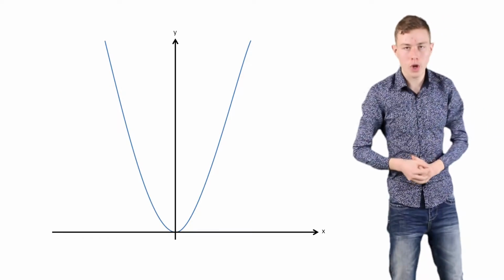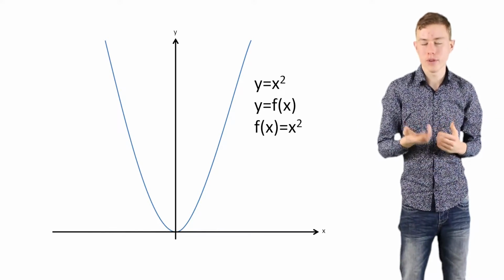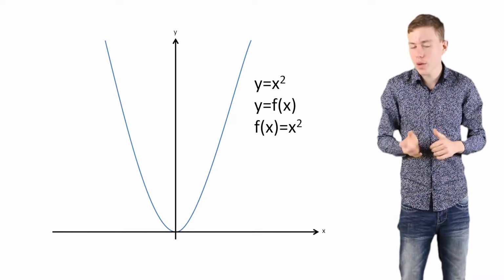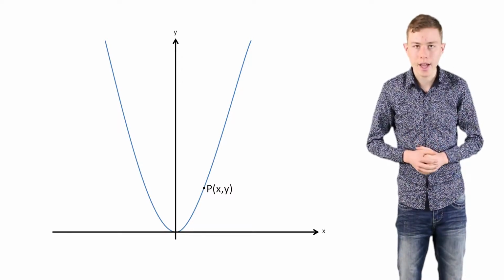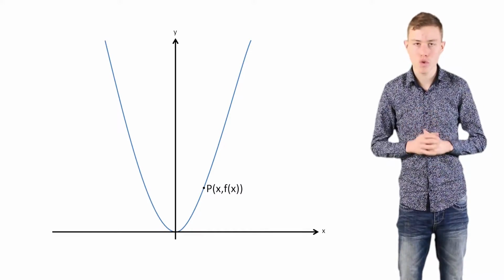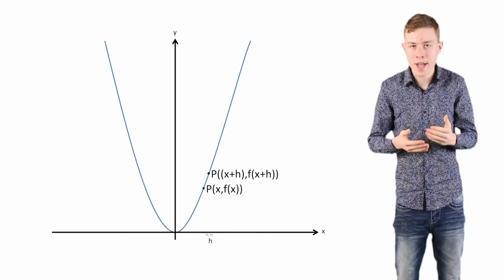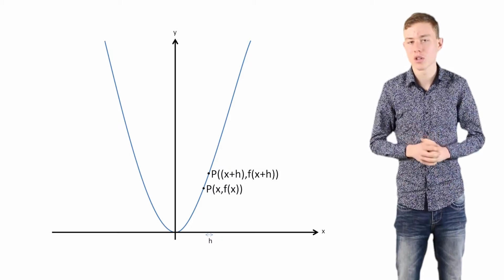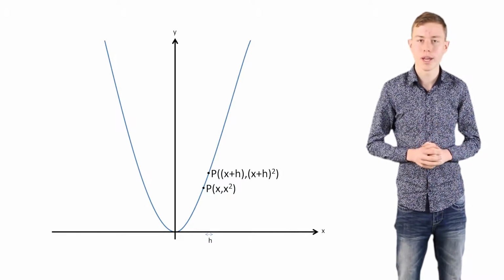Let's do an example with the curve y equals x squared, or y equals the function of x. So, f(x) equals x squared. f(1) equals 1 squared. f(2) equals 2 squared. So let's pick a point, x, f(x). And we pick another point, which is the distance h across from the point x. Its x value is given by x plus h. And its y value is f(x plus h). So the point is given by (x plus h) squared.